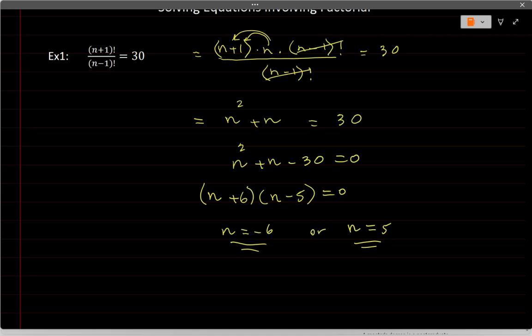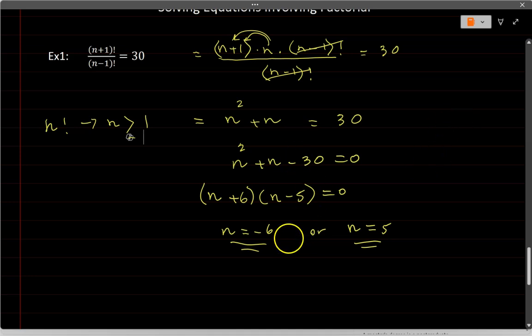Now we're going to check, because remember, for any factorial, if you have n factorial, n must be greater than or equal to 1. It cannot be 0, it cannot be a fraction, it has to be an integer, and of course it cannot be negative.